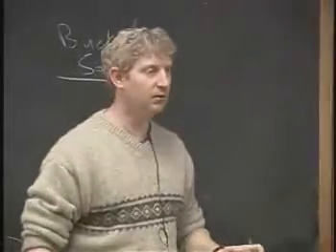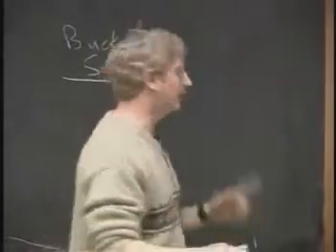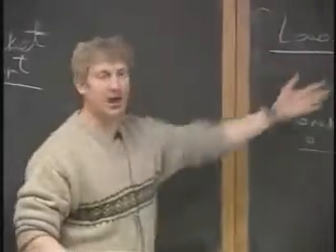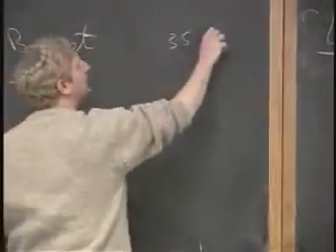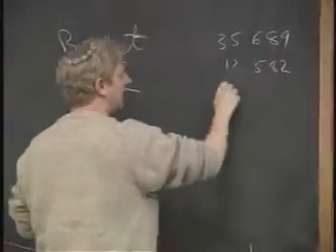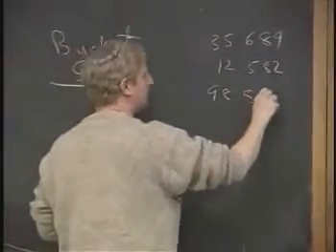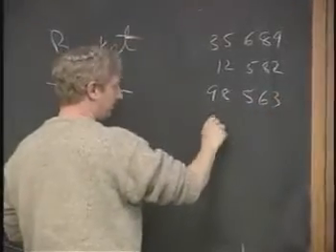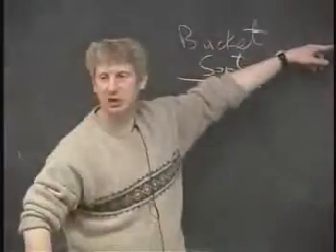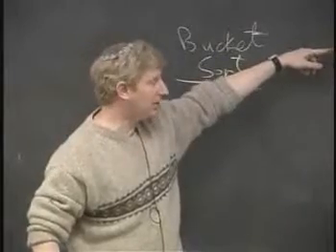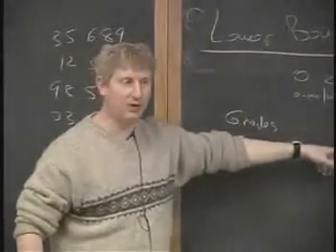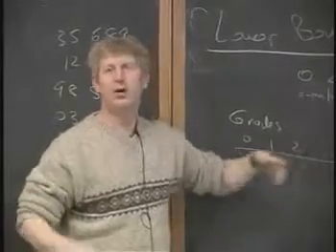Okay so far? How do I go ahead and use this? It's a little trickier than counting sort. I look at a score. I've got a bunch of scores: 35,689, 12,582, 98,563, 3,126. I look at 35,689. What do I do? I go to slot 35, and I increment it by one.